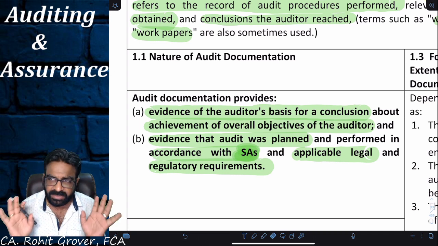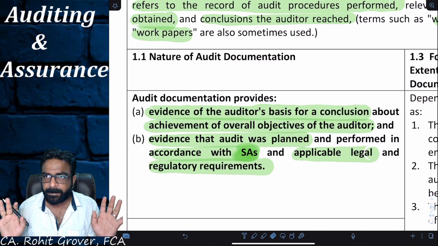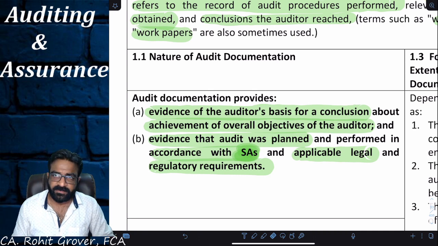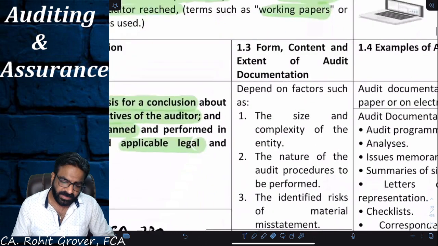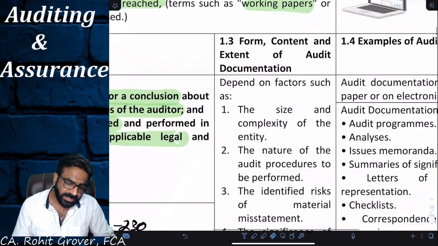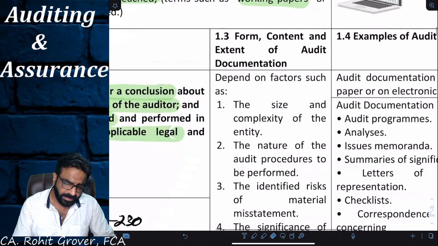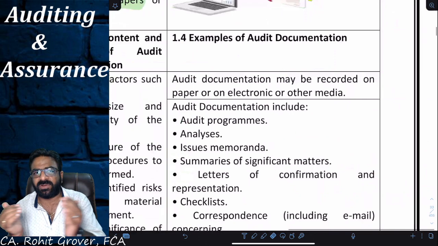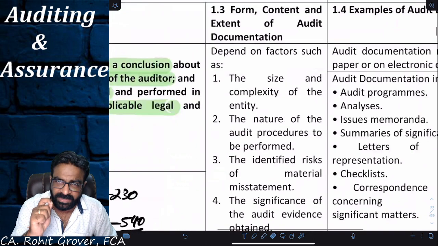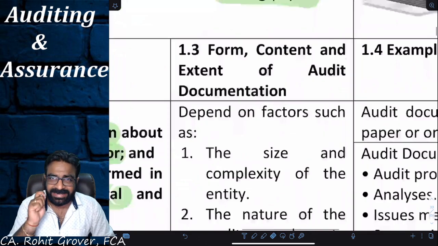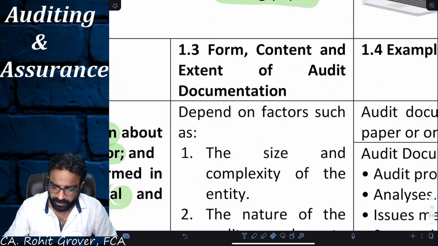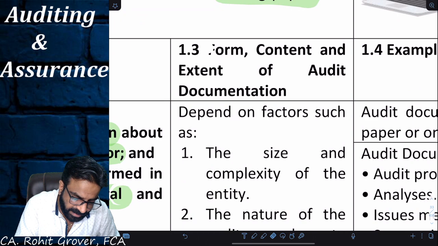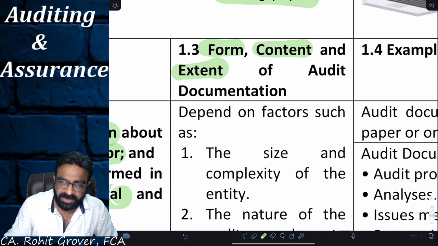Everyone, right? Crystal clear? Did you understand, everyone? Yes, sir. Okay. Perfect. Next thing I have to ask you: in my audit documentation, what should be the form, what should be the content, and what should be the extent of audit documentation? Listen to this point very carefully. Form, content, and extent of the audit documentation. So the next topic is form, content, and extent. What do you mean by that?